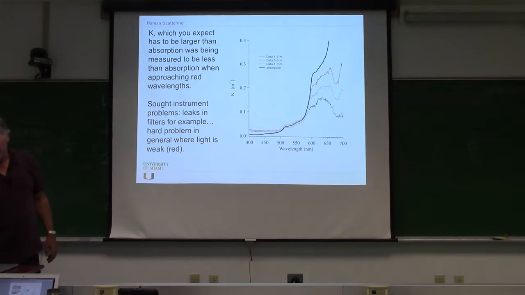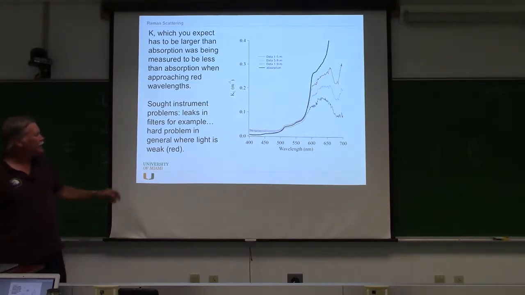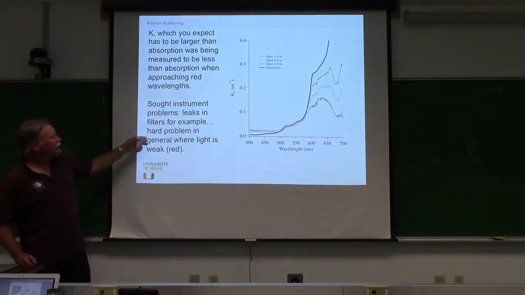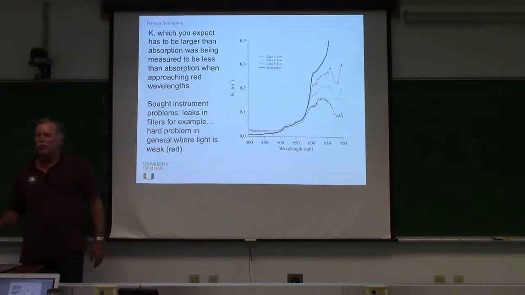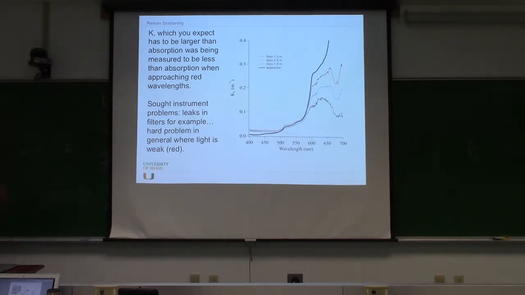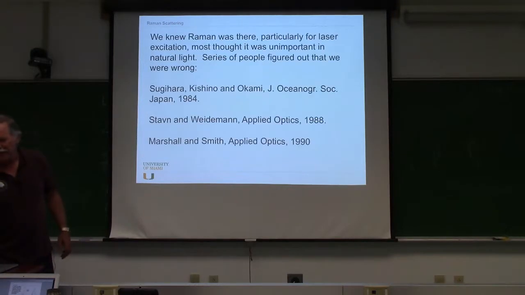So we were looking for all sorts of problems, perhaps spectral leaks in filters. Basically, in general, it was showing up where the light was at red wavelengths. If you have a leak in your filter, that out-of-band stuff I talked about yesterday, in the blue and you're trying to measure in the red, you're going to get a lot more signal coming from the blue. And as you get deeper in the water, it's going to become more and more important. So there was the concern that that was the issue.